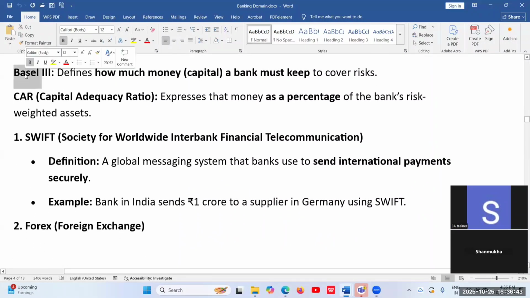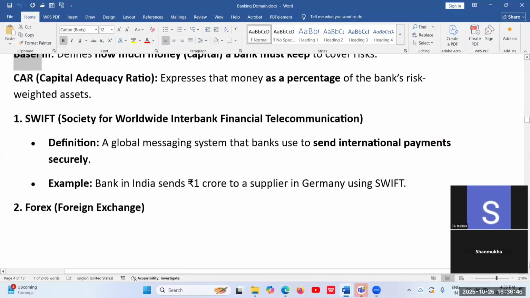I already taught Basel 3. And then next we have CAR. C stands for capital, A stands for adequacy, R stands for ratio. It expresses capital as a percentage of a bank's risk weighted assets. So the money is evaluated in the form of percentage in order to mitigate risk. If any risk comes, the bank needs to have a certain percentage. When the money is evaluated in the form of percentage, we call it capital adequacy ratio.